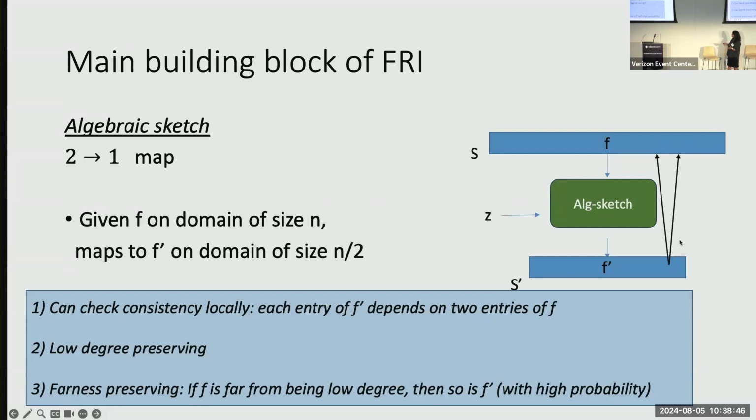But this algebraic sketch has 3 nice properties which make it useful for FRI. One is that f and f prime, the consistency between these 2 functions can be checked locally, because each entry of f prime depends only on 2 entries of f. So this is important. This mapping is low degree preserving. So if f is truly a low degree polynomial, then f prime will also be low degree. And perhaps the most non-trivial and interesting property is the farness preserving property, which is if f is far from being low degree, then so is f prime and vice versa. So this is the property we're going to focus on for much of the talk.